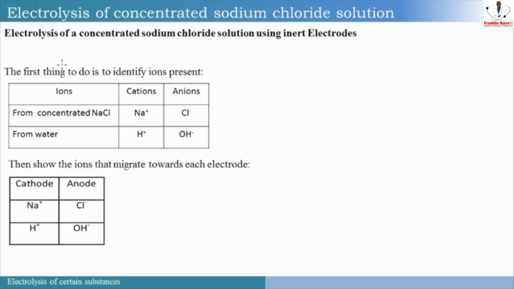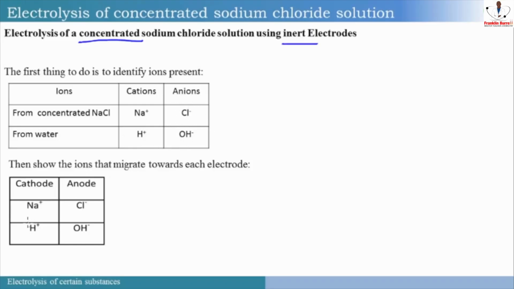Now, in looking at the electrolysis of concentrated sodium chloride solution, the important thing to look at here is this word, concentrated. That means that we have a lot of the halide ions, Cl-, present, and a small amount of water. And the electrode is inert. So we can see that the ions present are Na+ and Cl- from the concentrated sodium chloride, and H+ and OH- from water. Remember again that this will be in very small amounts, while this will be in large amounts.